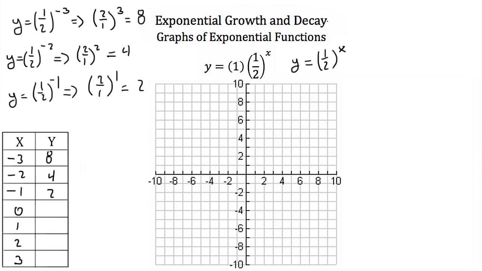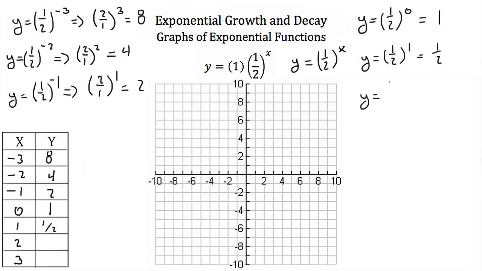Next, I'm going to plug in 0. I get y is equal to 1/2 to the 0 power. Anything to the 0 power is just 1. Next, I plug in 1 for x. I get y is equal to 1/2 to the 1st power. Anything to the 1st power is itself, so this is equal to 1/2. Next, I plug in 2 for x. I get y is equal to 1/2 squared. 1/2 squared is 1/4. So when I plug in 2 for x, my y value is 1/4.